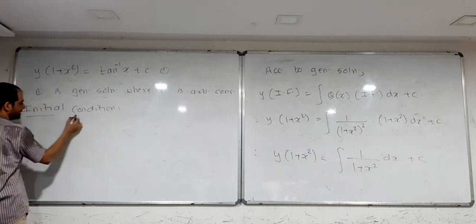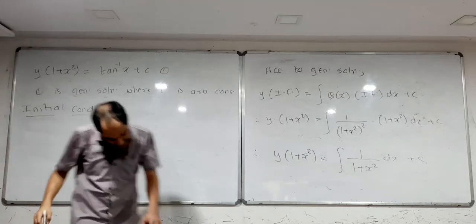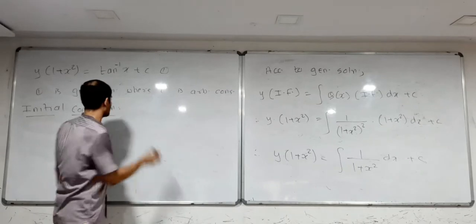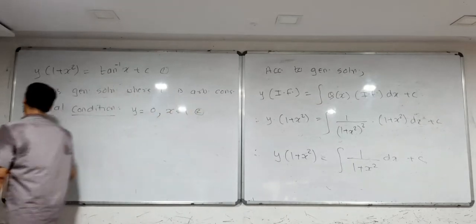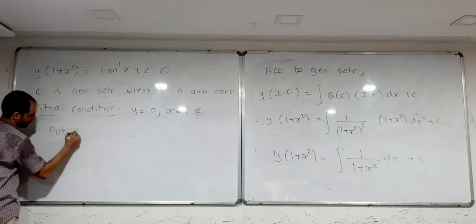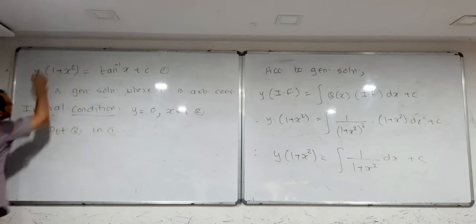What is the initial condition? Y is 0 when x is 1. So y is 0, comma x is 1. Result number 2. So put 2 in 1. Put 2 in 1. So what do you get?